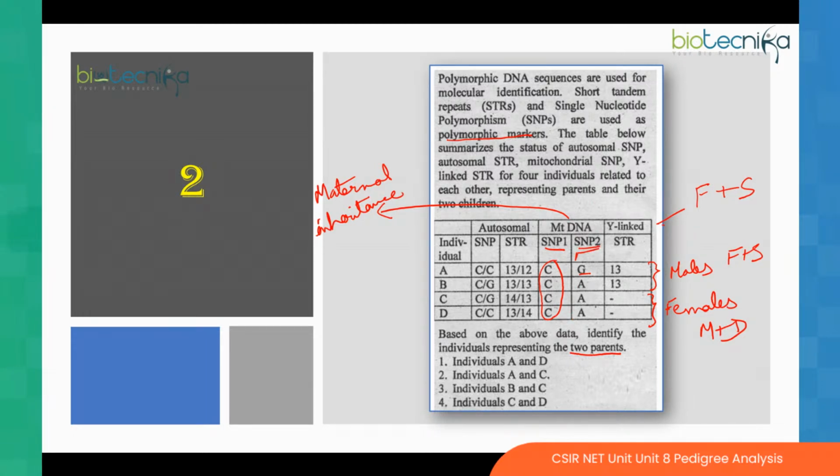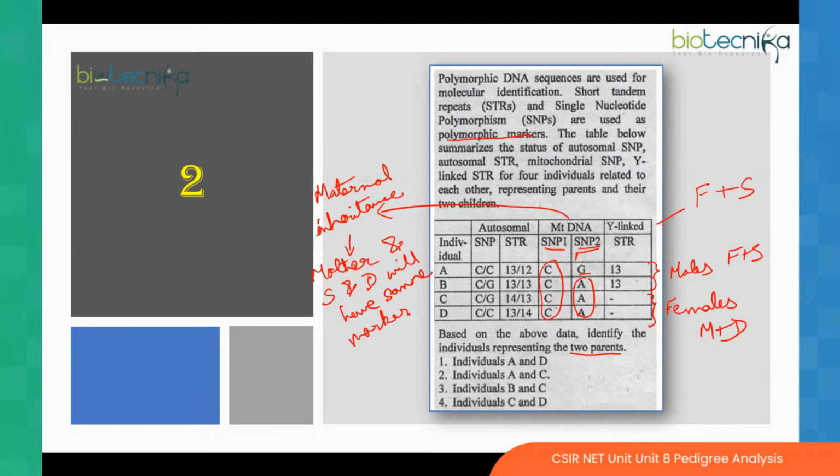So what did I tell you? That mitochondrial DNA shows maternal inheritance, which means the mother and both offspring, son and daughter, will have the same marker. The marker will pass from mother to both son and daughter. So from here what do we know? That B, C, D will be the son, mother and daughter. So who will be A? Individual A.